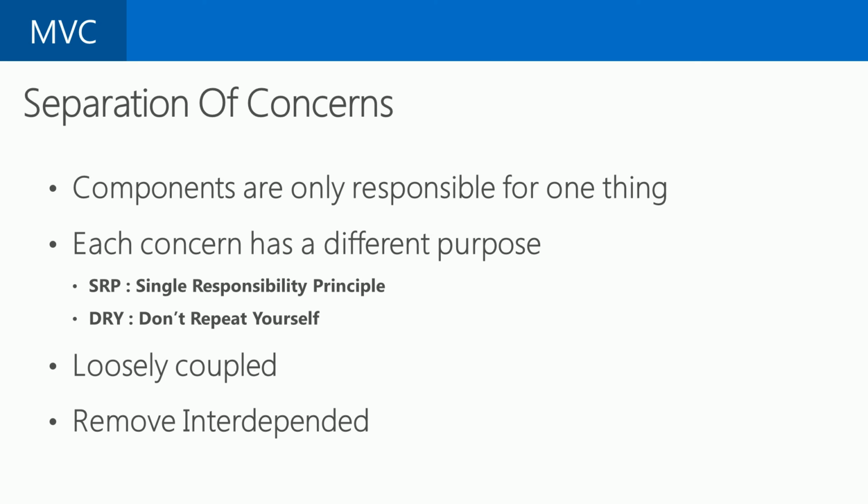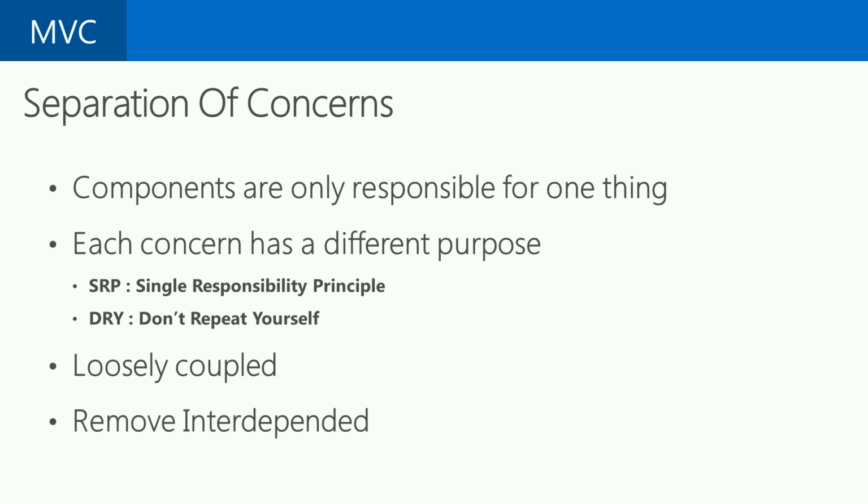If you have a model, the model is responsible for only one thing. If we have a view in our architecture, then the view is responsible only for one thing. It's the same with the controller, right? Each concern has a different purpose in our architecture: SRP and DRY, the single responsibility principle and don't repeat yourself. And on top of that, they are all loosely coupled.